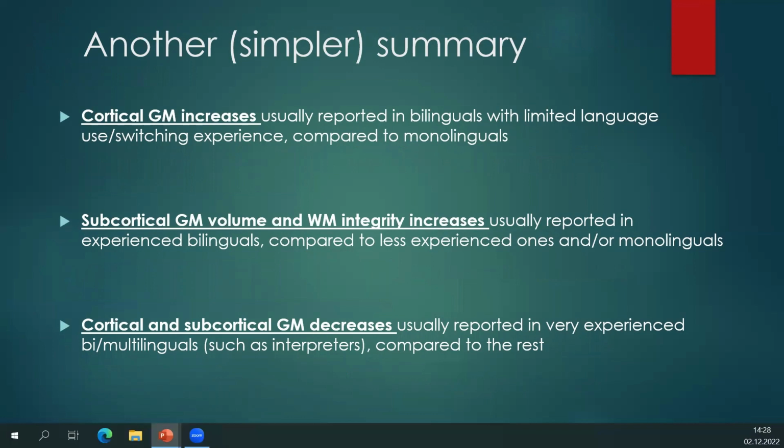Cortical gray matter increases were usually reported in bilinguals with limited language use or speaking experience when compared to monolinguals. Subcortical gray matter volume and white matter integrity increases were reported in experienced bilinguals, the simultaneous ones, the long-term ones, the interpreters, right? Compared to less experienced bilinguals or compared to monolinguals. Then, with the very experienced multilinguals compared to controls, you start seeing those reductions. Reductions in both cortical and subcortical gray matter, and in some cases, reduction in white matter. Right? So hopefully a pattern is emerging now.